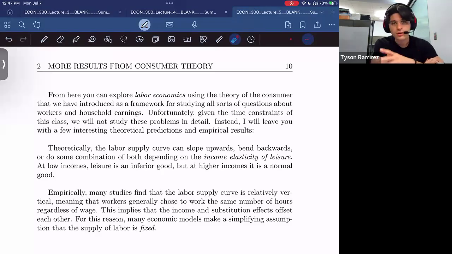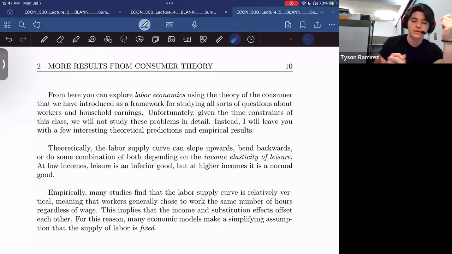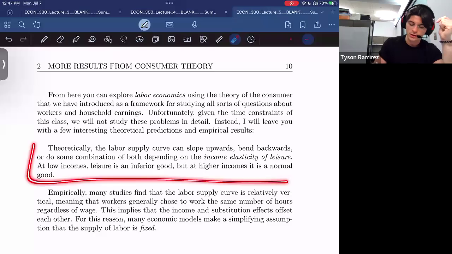Now, I would love to go into more detail about this stuff, but given the time constraints of this class, given that it's only an 8-week summer session, plus a week for the exams, I can't go too much into detail. So what I'm going to leave you with is just a little collection of theoretical and empirical facts about some of this labor economics material. And some of it is what we saw right here.